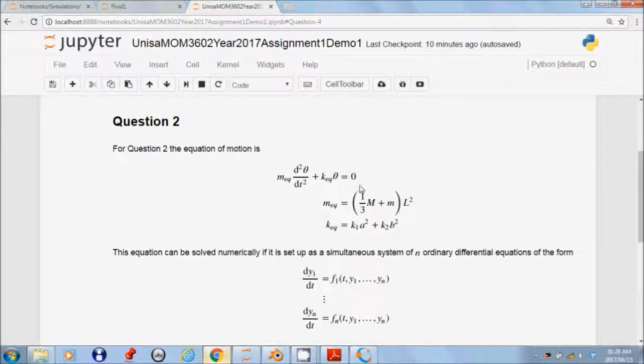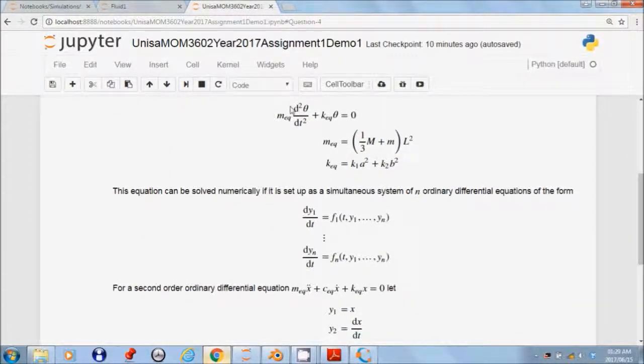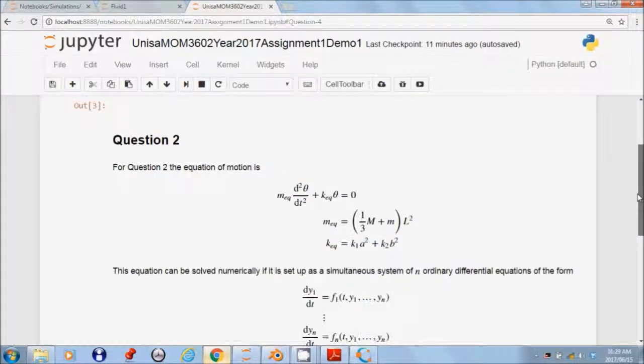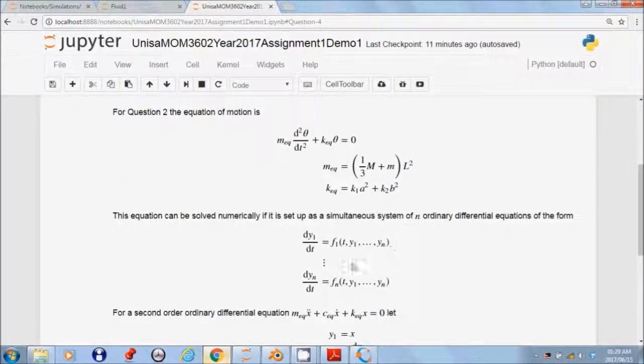It could be an introduced force as a function of time. So in this particular case, we write it in terms of these various parameters. And the trick to solve differential equations, at least in engineering dynamics problems, is to set it up as a simultaneous system of differential equations. So basically, if it is an nth order equation, we would then have n equations. So this is a second order equation.